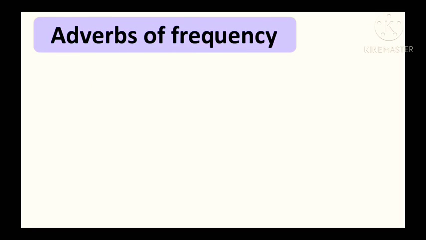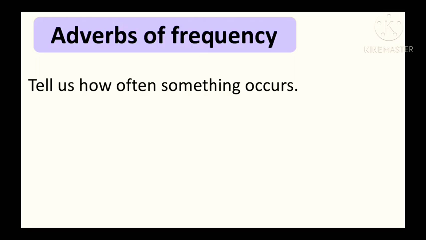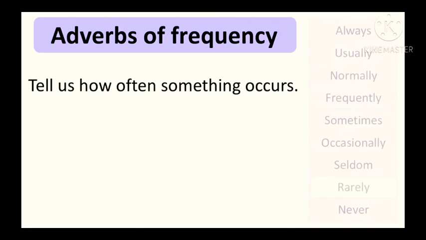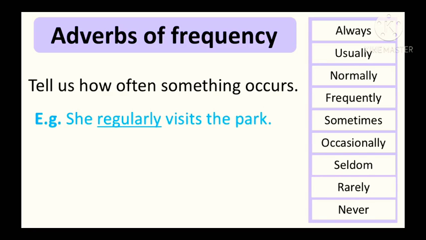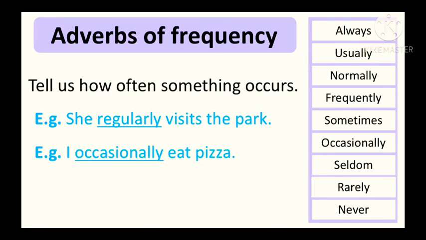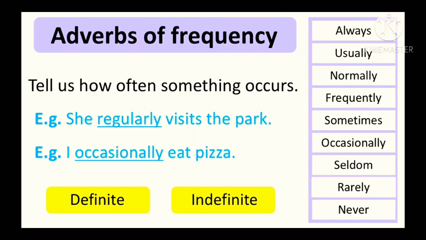Adverbs of frequency. These adverbs tell us how often something occurs. This includes always, usually, normally, frequently, sometimes, occasionally, seldom, rarely, never. For example, she regularly visits the park. I occasionally eat pizza. Remember, there are two types of adverbs of frequency. You can have definite and indefinite. So make sure you watch the video about adverbs of frequency to help you.